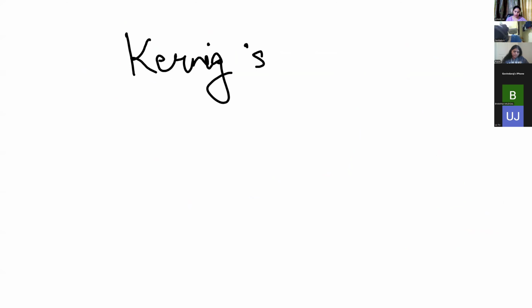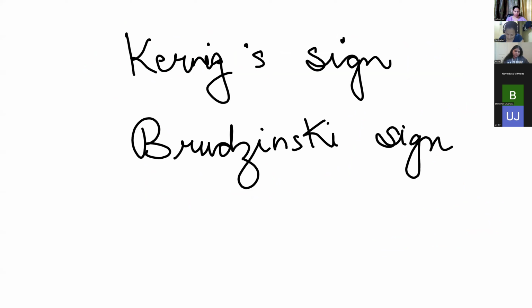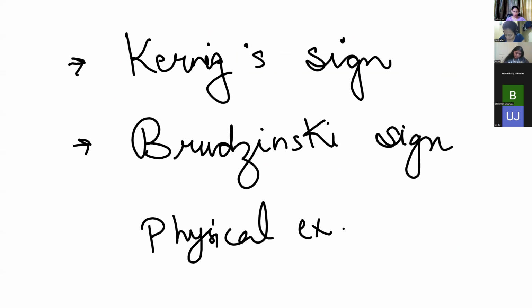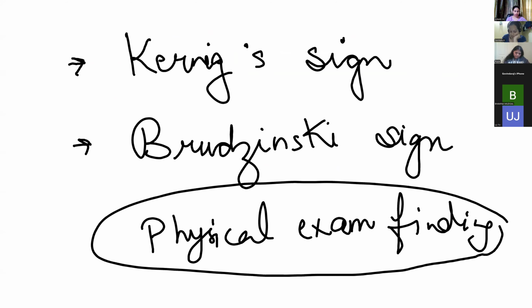Kernig's sign and Brudzinski's sign. These are physical examination findings. You can find these two signs in physical examination.